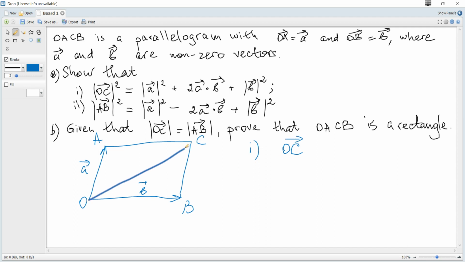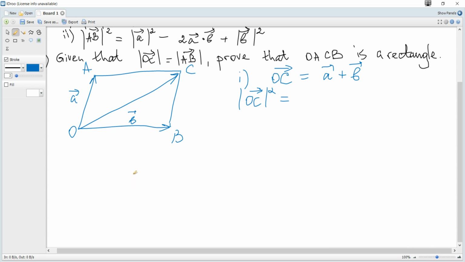We can see that vector OC is just a plus b, because we can apply the triangle rule for the sum, or the parallelogram rule for the sum: it's OA plus AC, which is a plus b. But the question is, what is the magnitude of OC squared? We know a formula for the dot product of two vectors, for example v and w: it is equal to the magnitude of the first vector multiplied by the magnitude of the second vector and multiplied by the cosine of the angle between them.